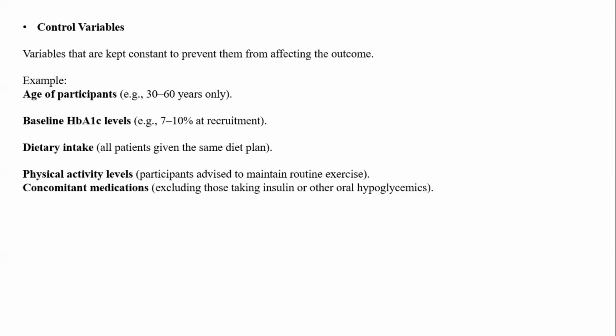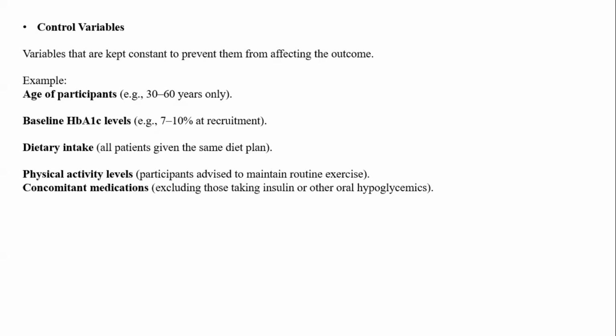HbA1c levels. For example, when the patient visited the clinic on the first day, what was the level of HbA1c? Let's say it was 7, or a range of 7 to 10. So that is at the recruitment moment. Also, that one falls under the control variables.